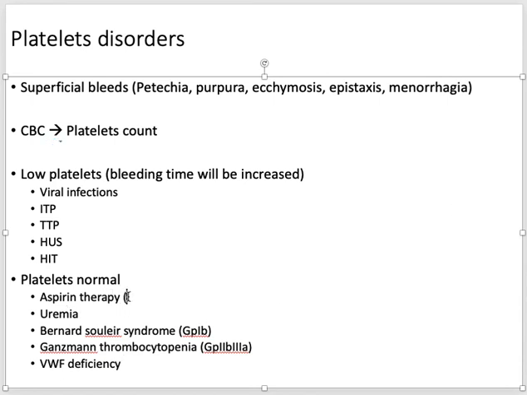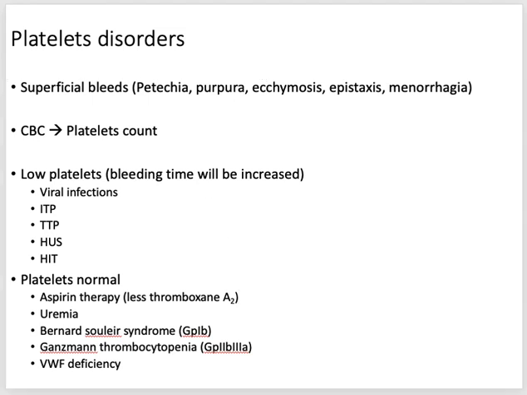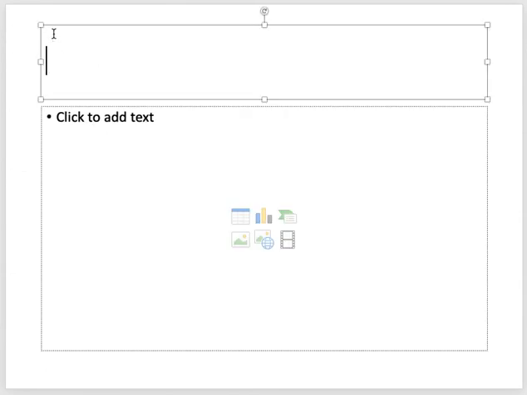Okay, see, in all these things platelets are normal, but they are not functioning, either because there is a receptor problem or because they are taking a certain drug. Of course, there will be less thromboxane A2. Okay, so this is how they will present. I hope you understand this. This is not a very difficult concept, guys. It's quite an easy concept.